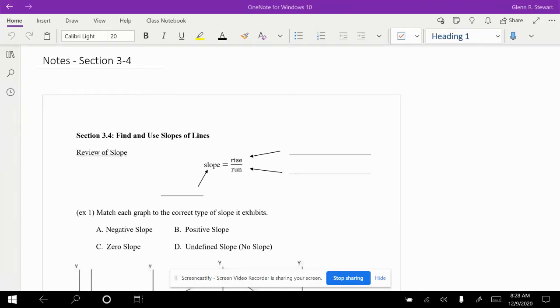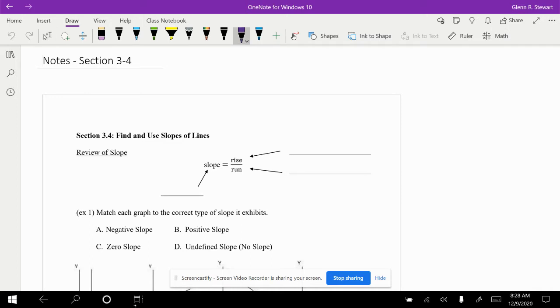Hi, everybody. This is section 3.4, Find and Use Slope of Lines notes for geometry. This is mainly a review of how to find slope and then how to also graph some lines. Just as a quick review here, let's get started.